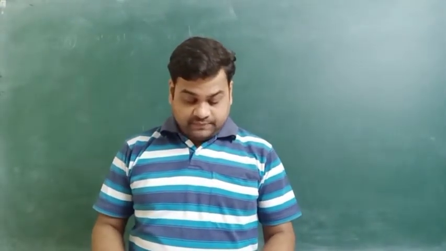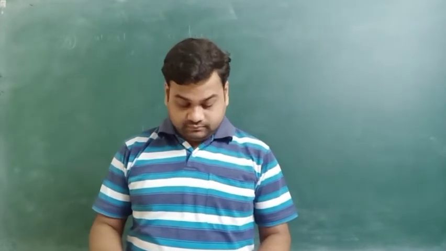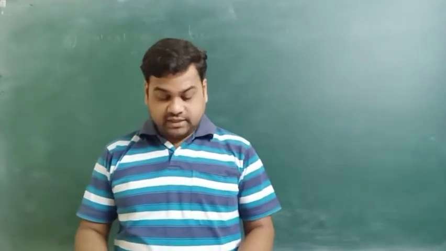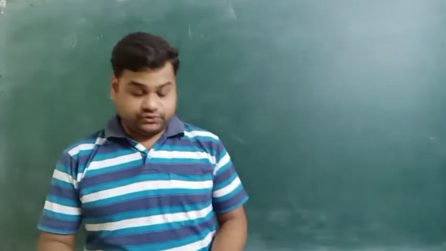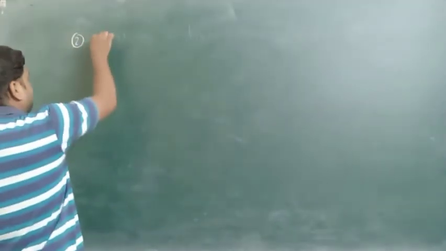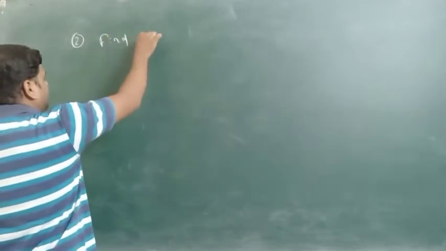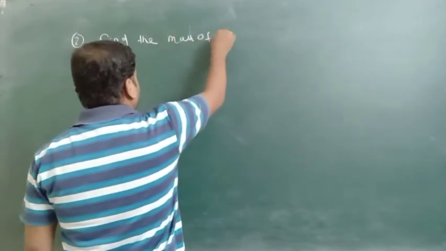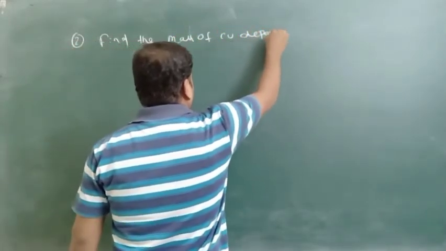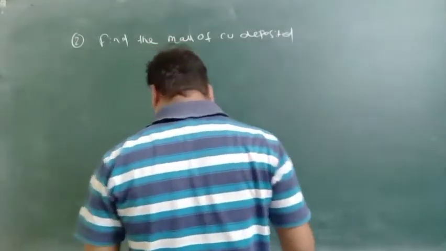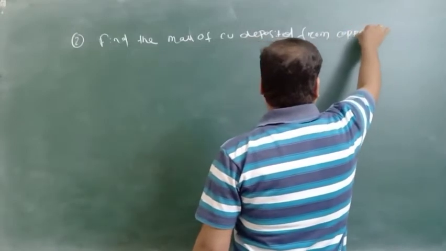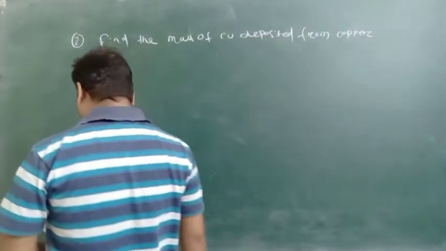First of all, we have to calculate the equivalent mass. Then after that we will calculate the mass of substance deposited at the electrode. So first of all we will write the question. Find the mass of copper deposited from copper sulfate solution.